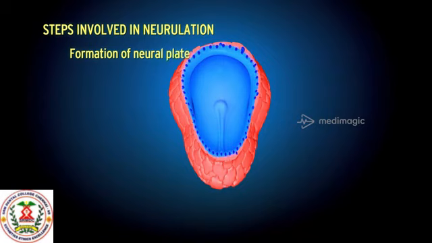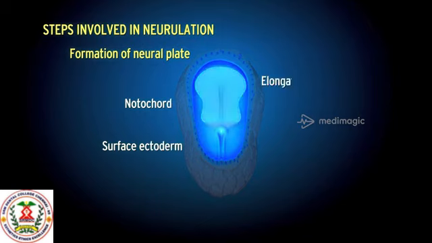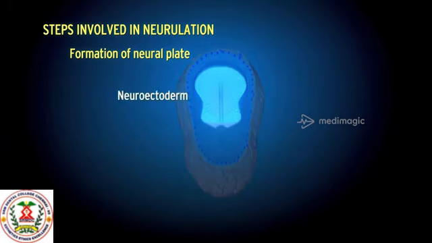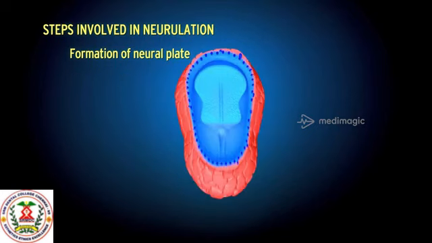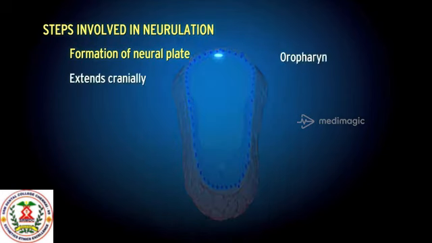Formation of neural plate. During the development of the notochord, the surface ectoderm over the developing notochord thickens to form an elongated neural plate. The neuroectoderm of the neural plate gives rise to the central nervous system. In the early stages of development, the neural plate is the same length as that of the notochord. Eventually, it extends cranially as far as the oropharyngeal membrane and extends beyond the notochord.